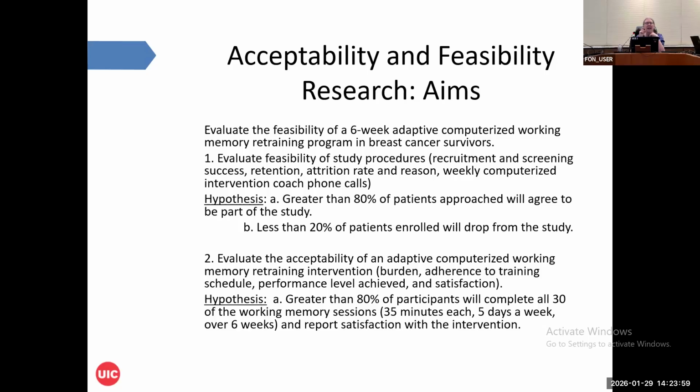So aim number 1 is to evaluate the feasibility, okay, can you do it, of study procedures. And this would be recruitment, screening success, retention, attrition rate. This is a weekly computerized intervention for memory for breast cancer survivors. I jumped right into the aims and didn't give you the context.